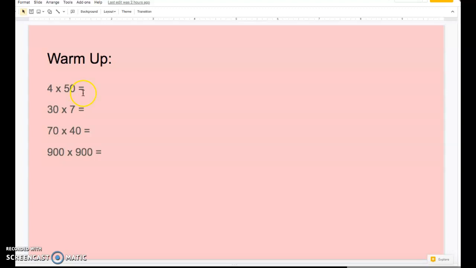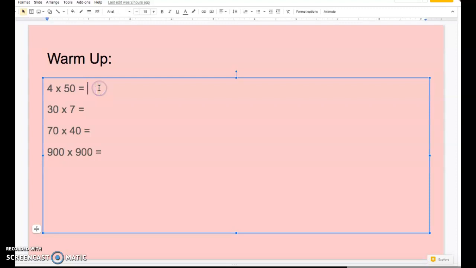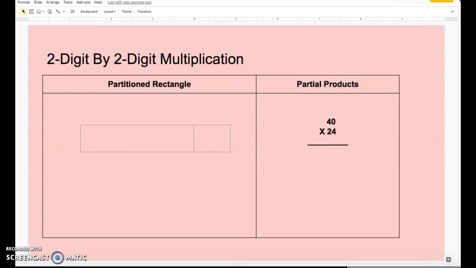Welcome back. So let's go over this work together. I know that 4 times 5 would be 20, so 4 times 50 must be 200. 30 times 7, I know that 3 times 7 is 21. I add my 0 from my 30 to get 210. 70 times 40 would give me 2,800. And last but not least, 900 times 900 would give me 810,000. Nice work. Now let's get into our work for today.